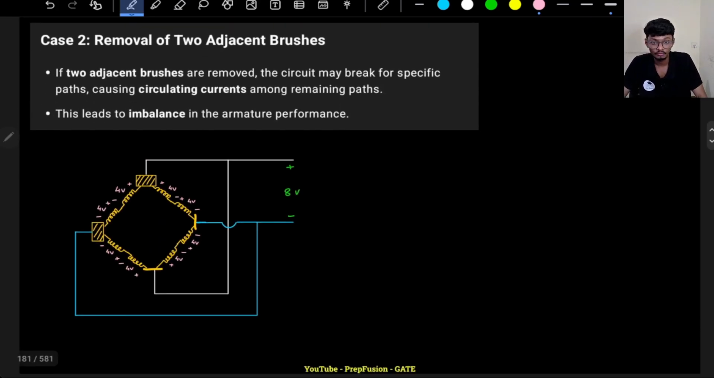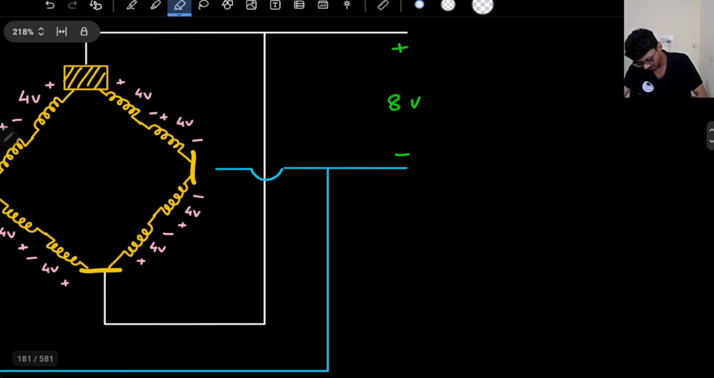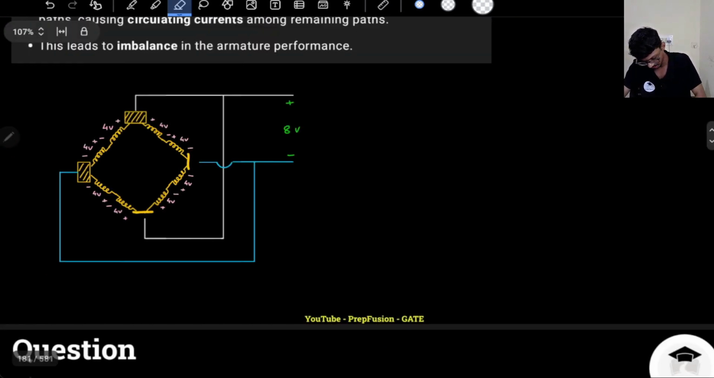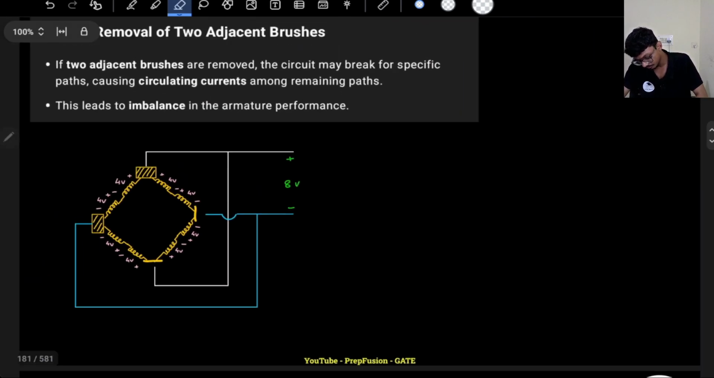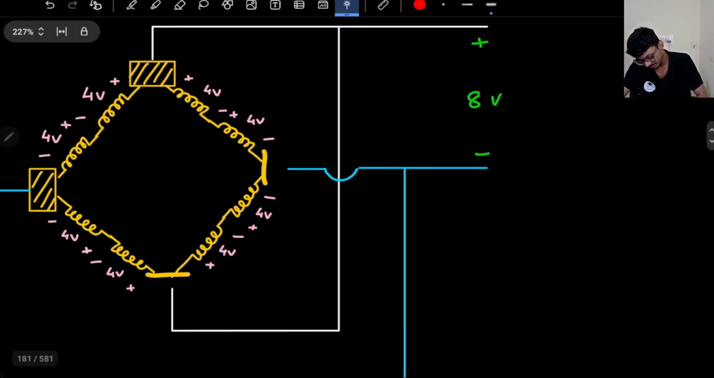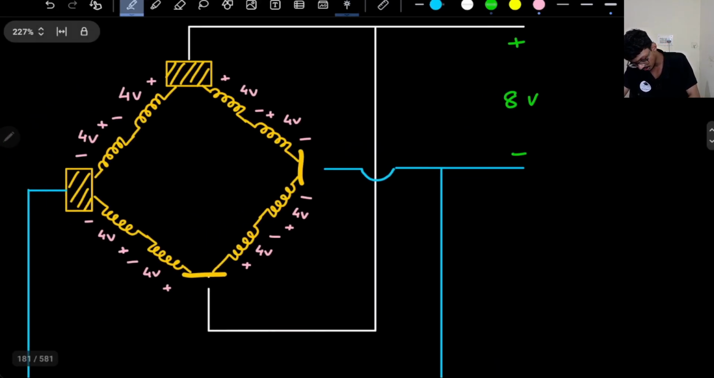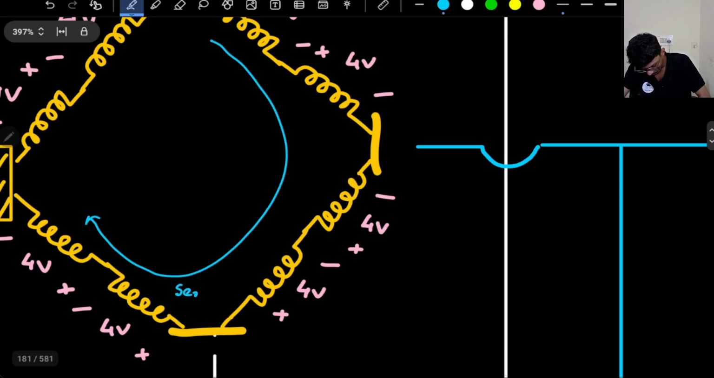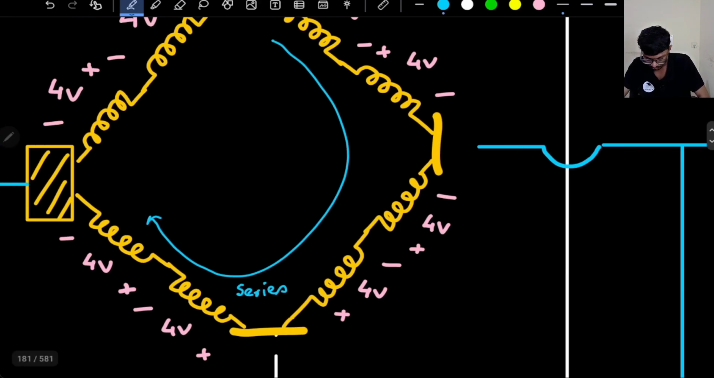What about if I remove 2 adjacent brushes? If I remove 2 adjacent brushes, then what will happen? Same thing, this connection will not be there, this connection also will not be there, because the brush has been removed. So ultimately coils will be short circuited, right? Now there will be circulating currents flowing, there will be a bit of imbalance. Why will there be imbalance? Because all these are in series.